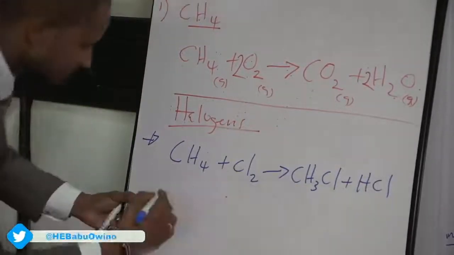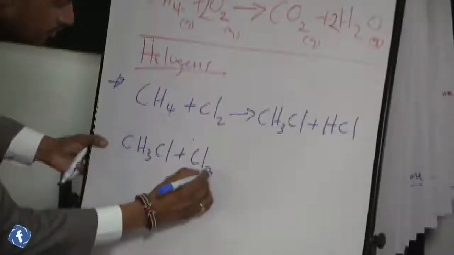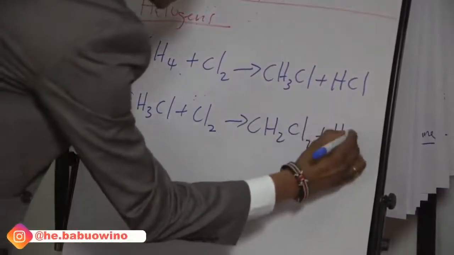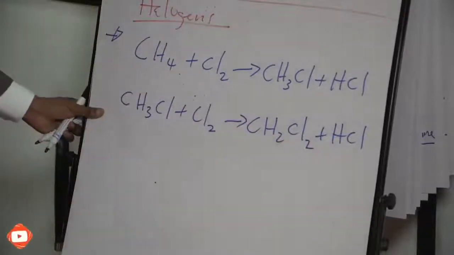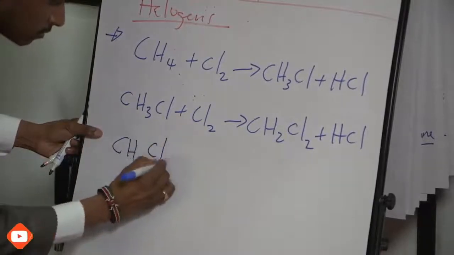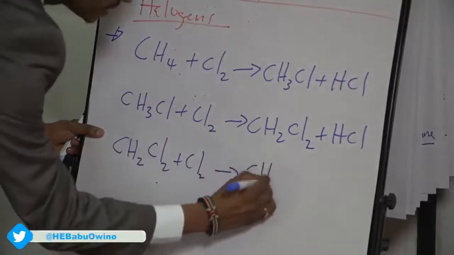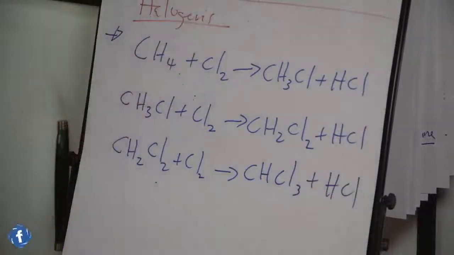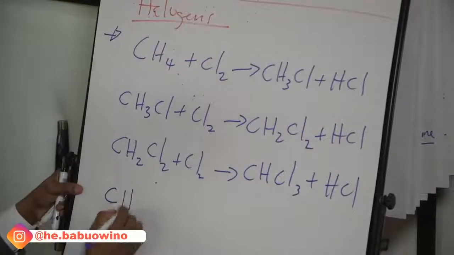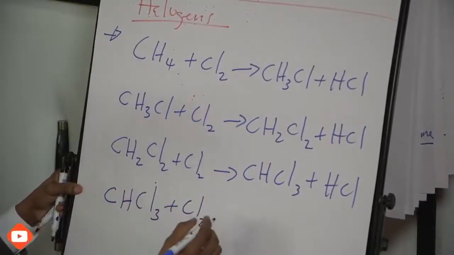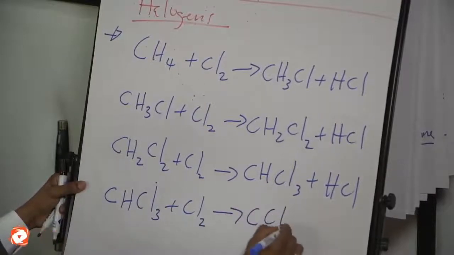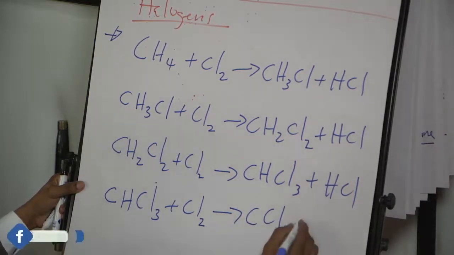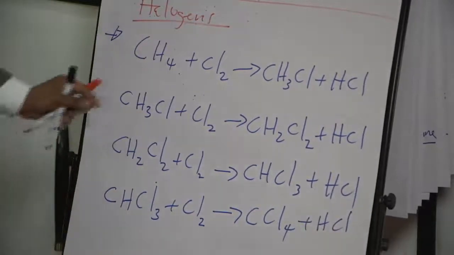This one again can react with chlorine to get CH2Cl2 plus HCl. HCl is hydrochloric acid. Again this reacts with chlorine. You get CHCl3 plus HCl. And the last one, when this reacts with chlorine, you get CCl4, that is the tetrachloromethane, plus HCl. But they react in the presence of sunlight.